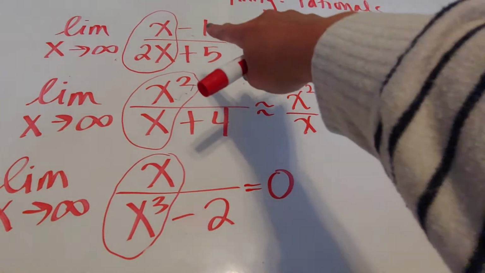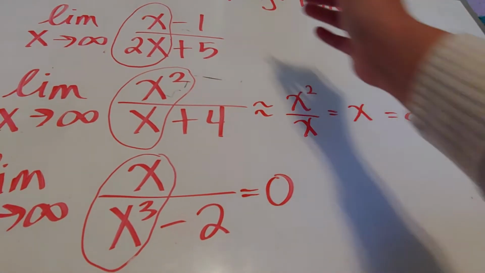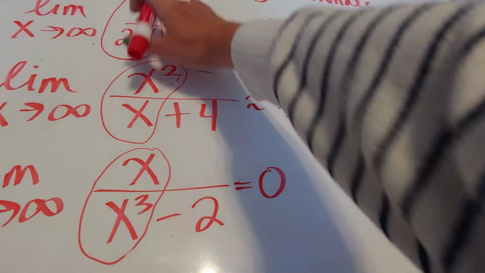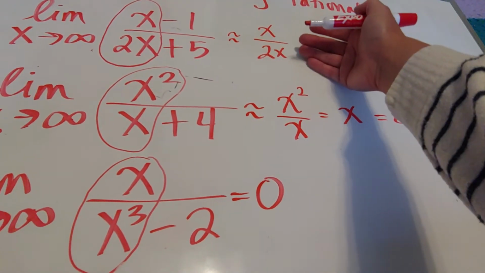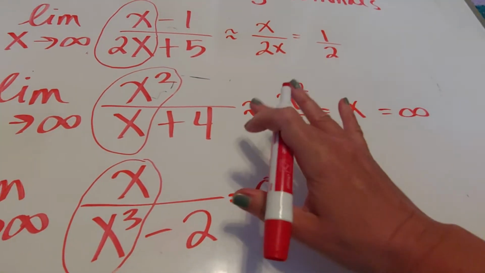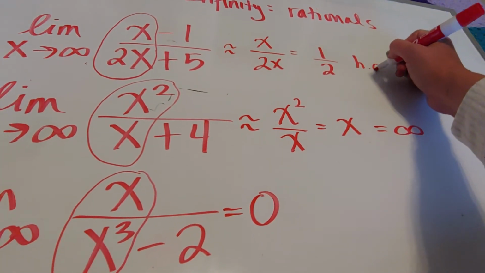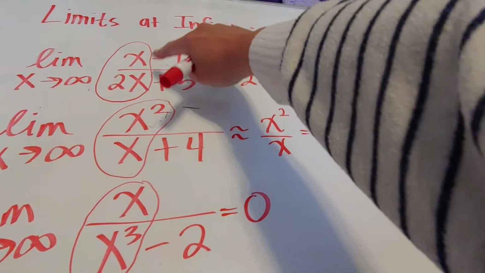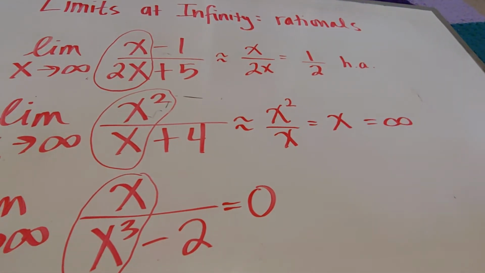All right, let's go to the very top one. As you can see, the degrees of the top and the bottom are the same. What's happening here is that they are keeping pace with each other. So this is going to act like x over 2x. What happens when I have x over 2x? How can I reduce that? Yep, I can reduce that to 1/2. So this is going to 1/2, which also happens to be the horizontal asymptote. When you have a rational function where the degrees are the same, top and bottom, you can always do this, and that tells you where the horizontal asymptote is living.